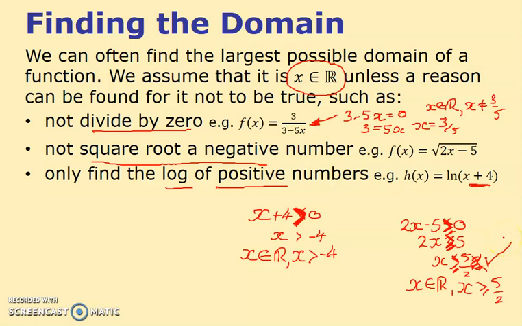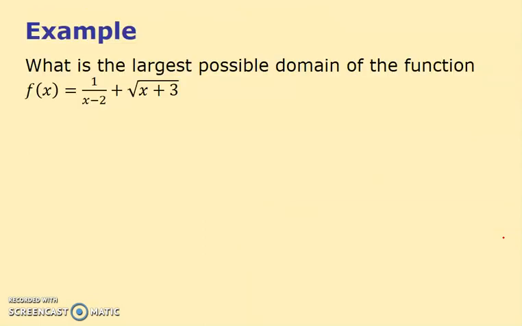So division by 0, square root of negatives, and logarithms of only positive numbers. So here's an example of one such function. Notice it's asking me to find the largest possible domain, because I could restrict the domain just to 4 different numbers, but I'm not looking at that particularly. I want the largest possible.